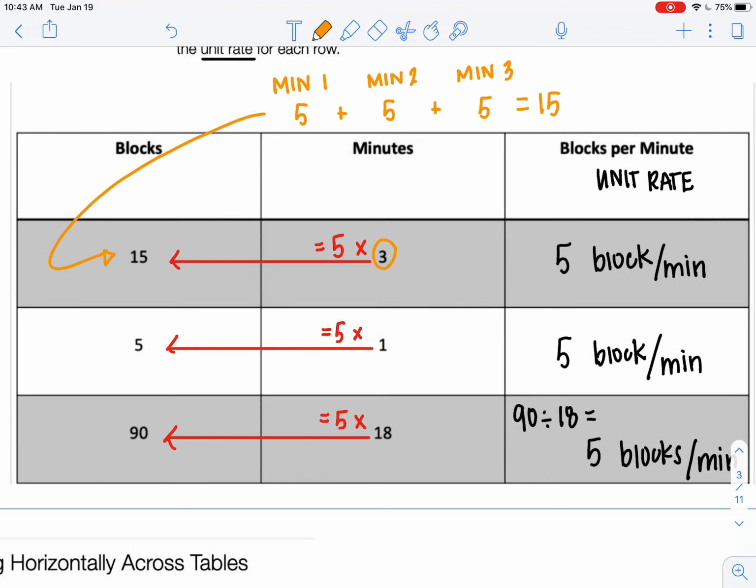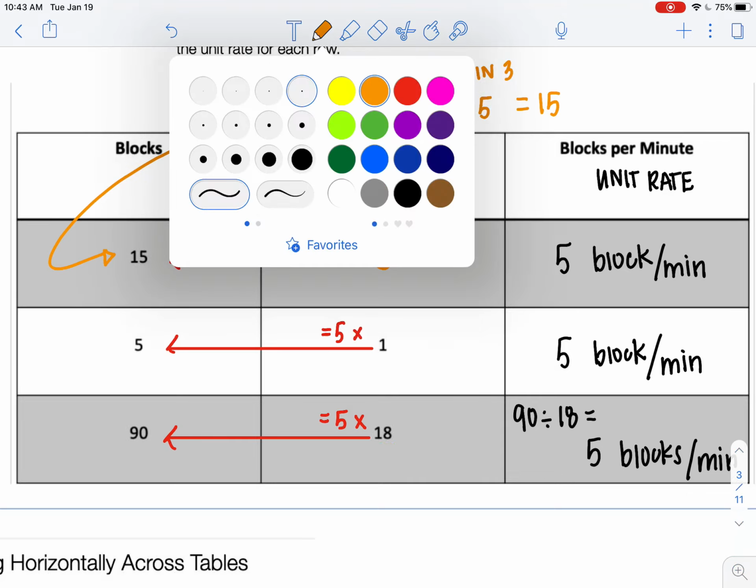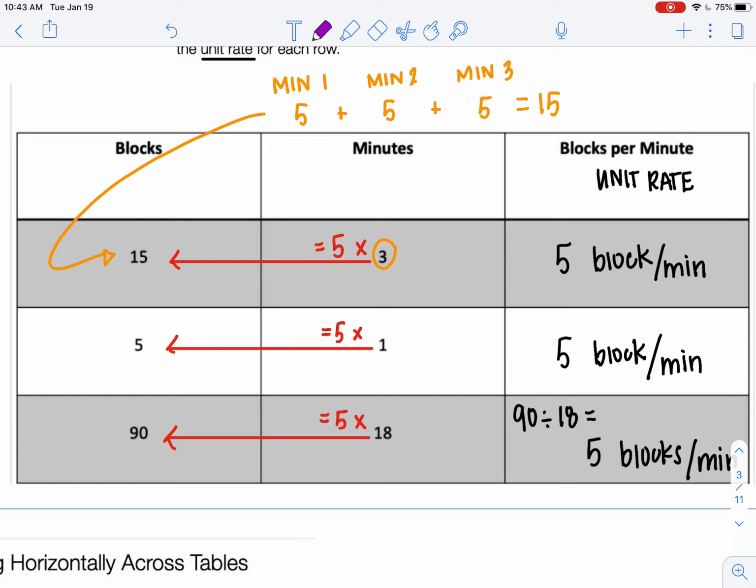And that could be said for any of these examples, right? If I go for 18 minutes, each minute is going to be 5 blocks, so 18 times 5 is 90. Now, if I'm working in the opposite direction across the table, I want to move from blocks to minutes. Inverse operations tell me that I'll have a similar pattern. 15 divided by 5 is 3. 5 divided by 5 is 1. And 90 divided by 5 is 18.